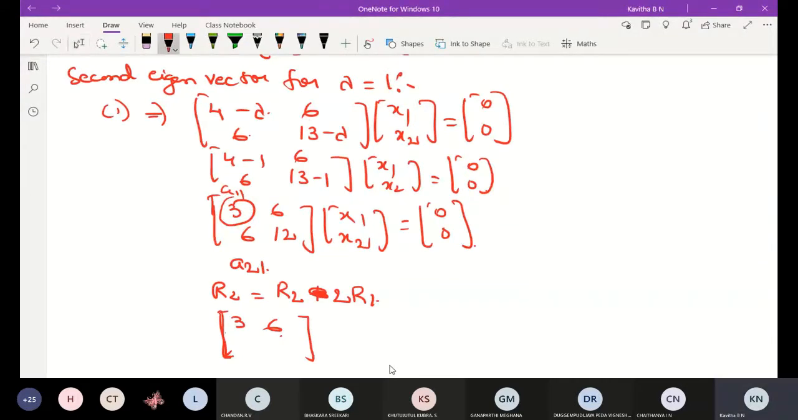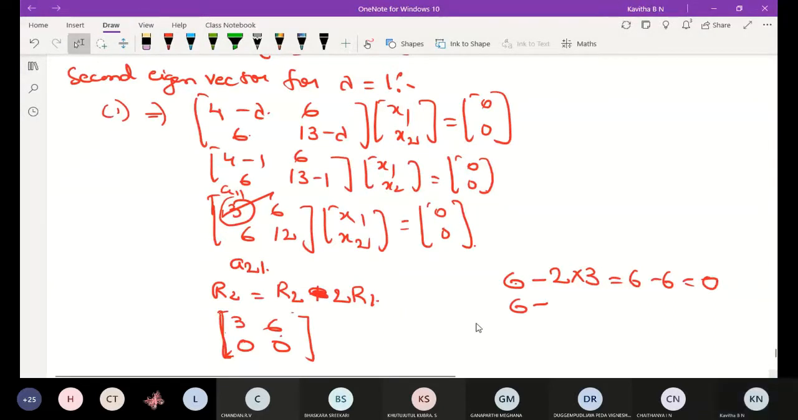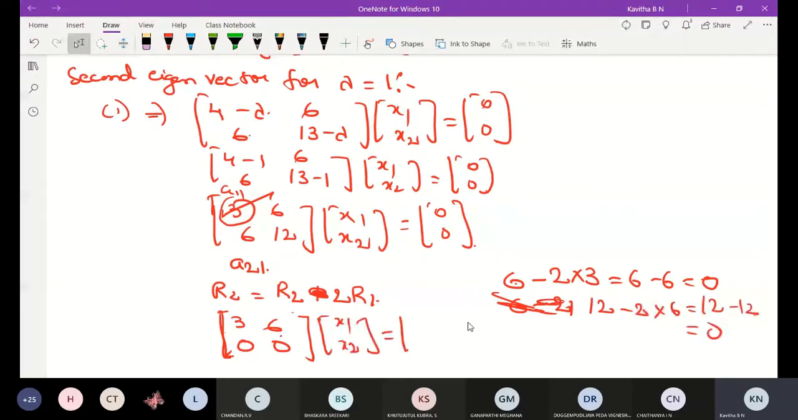Really 0, here also 0, okay? Means observe here R2, 6, 2 minus 2 into R1 is 3. Write down there 3, 6 minus 6 is equal to 0. Okay, then R2 is 6 minus 2... 12, no? Means 12 minus 2 into 6 is equal to 12 minus 12 is equal to 0. Okay, then x1, x2 means 0, 0.